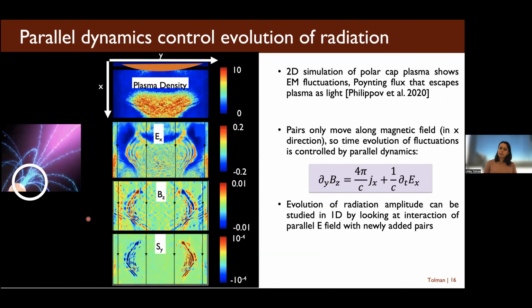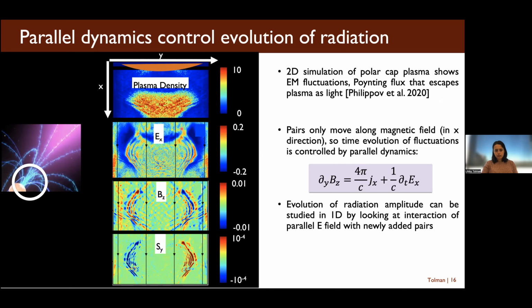So one of my collaborators did some simulations of this process that we can look at on the left side of this slide. This is a 2D simulation of the polar cap plasma that will show electromagnetic fluctuations and Poynting flux. You can see we've got our neutron star surface in orange, and then I have an x-axis and a y-axis. And you can see that if you simulate this process, you can get a cloud of plasma being created, which you see in the first plot.